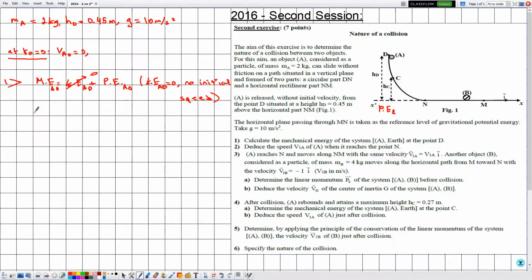And the energy is purely potential, which is equal to mgh, and here we are talking about the gravitational potential energy. So the mass of the object A, which is given by ma, and the height at the point D, which is given by hD. Now this is equal to 2 multiplied by 10, and notice that because we are measuring the height above the PE level, the height is positive, multiplied by 0.45. Plugging this on the calculator, the mechanical energy of the system A Earth is given by 9, since everything is expressed in the SI, so the value will be in joules. So here we can safely write that the mechanical energy of A at the point D is equal to 9 joules.